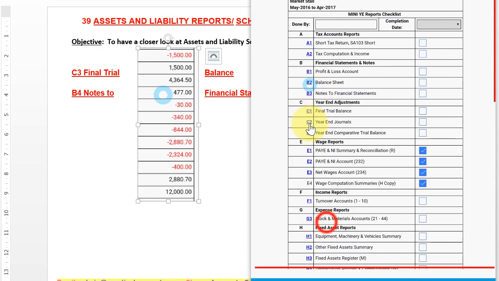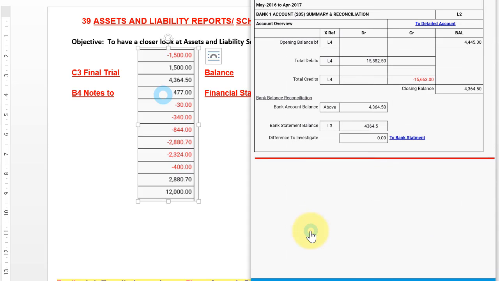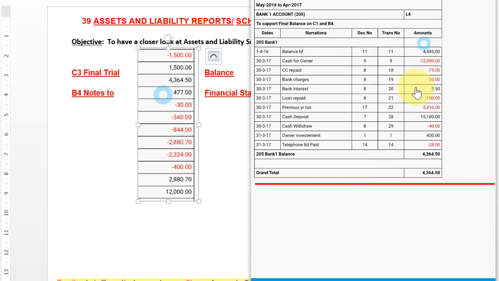Now let's look at L2. Now L2 is the bank summary and reconciliation. This one, you remember, we reconciled against the bank statement. Okay, this is what it looks like. It should agree, 4364. And then let's look at L3. L3 is the bank statement, and this is L4. So you can see that they all do match.